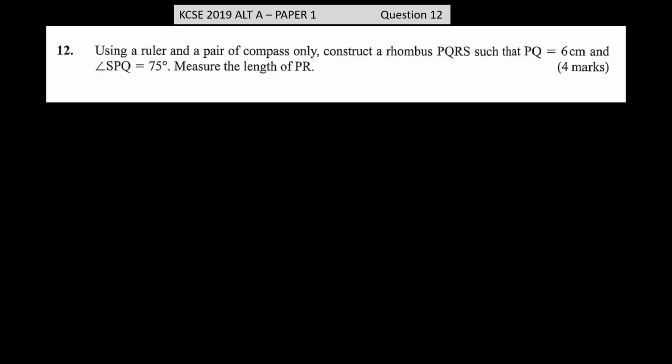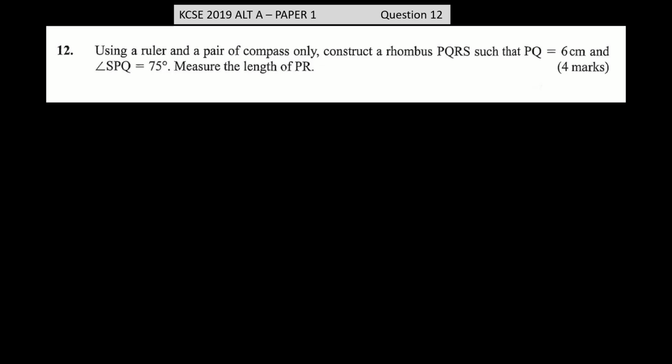This is question 12 of the KCSE 2019 Mathematics Alternative A Paper 1. This is a question based on construction. I'm not going to be demonstrating that, but I will give you some tips that will make you answer this type of question in a better way. Let's read the question. Using a ruler and a pair of compasses only, construct a rhombus PQRS such that PQ equals 6 cm and angle SPQ equals 75 degrees. Measure the length of PR.